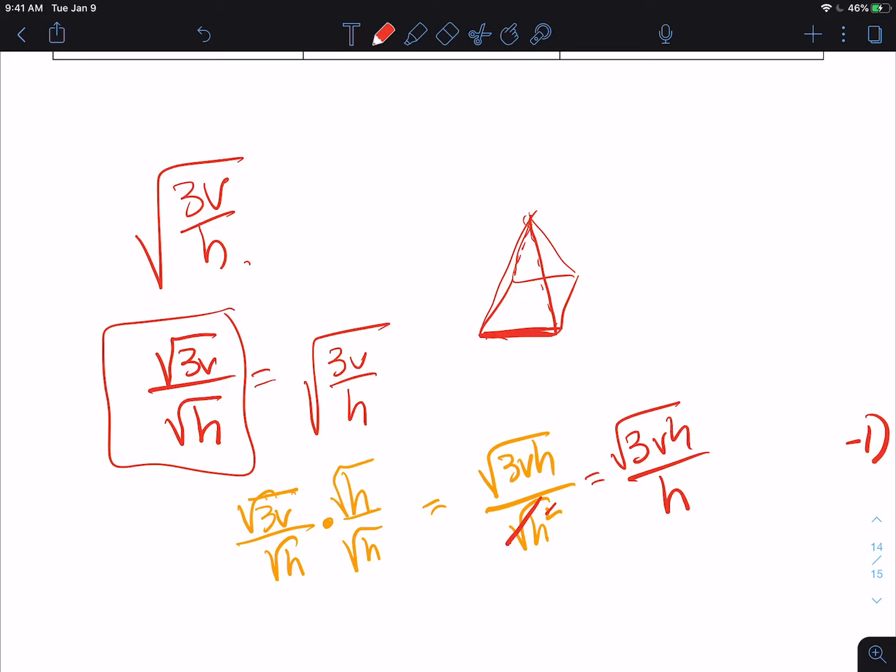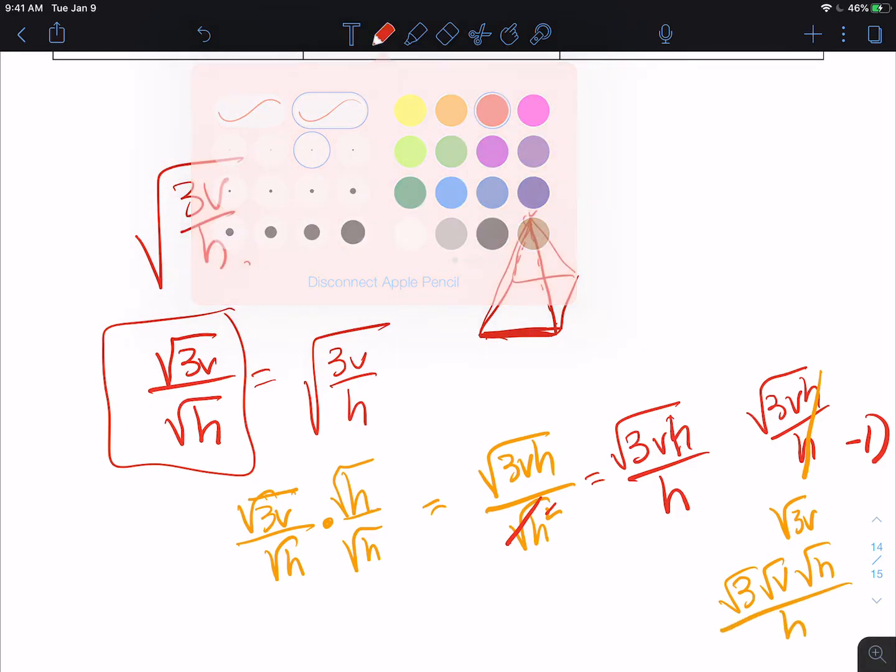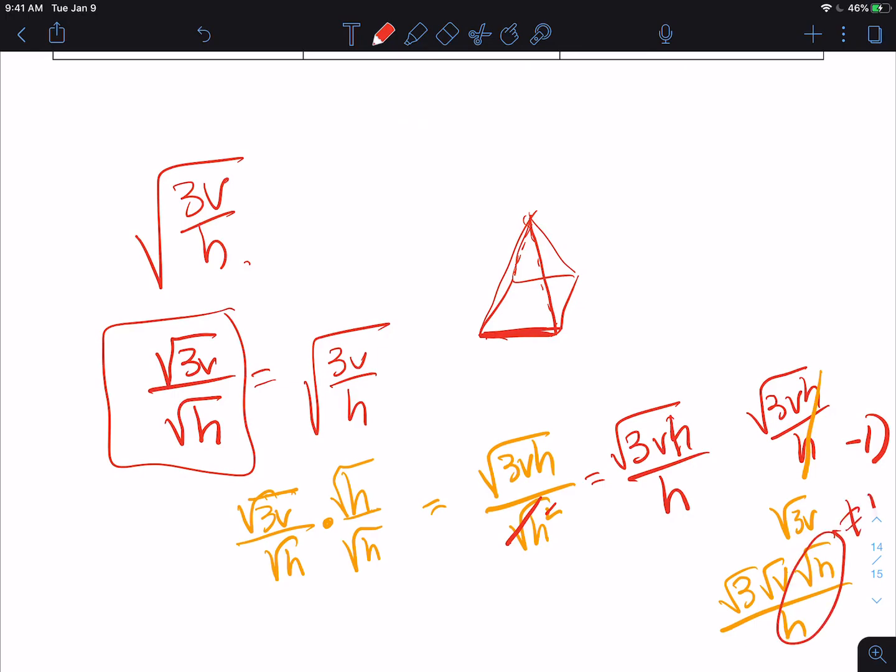Okay? Now, please don't make the mistake and say that this is 3vh over h and be like, oh, look, I have an h on top and bottom, so those can cancel, so I get the square root of 3v. You can't do that because this is really representing the square root of 3 times the square root of v times by the square root of h over the h. And the square root of h and h are not the same thing, so this is not equal to 1. So that's why you cannot simplify it that way. So just be cautious of that for that problem. Let me see if there's any other ones.